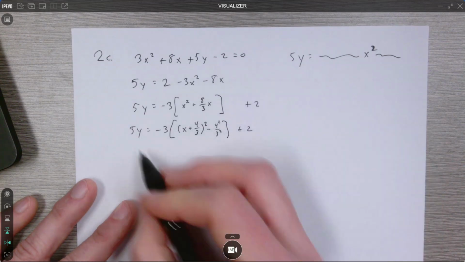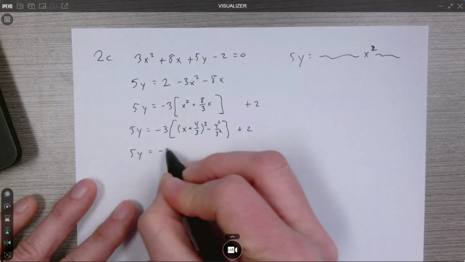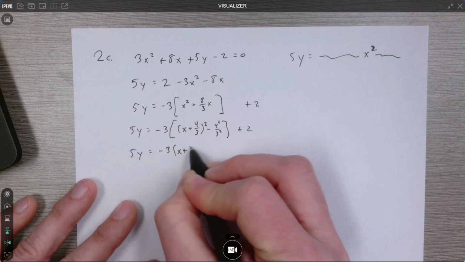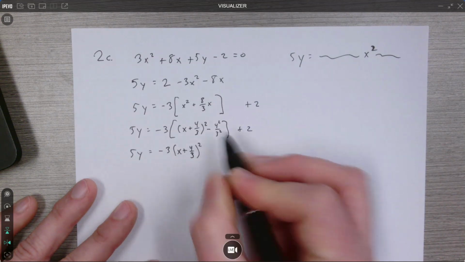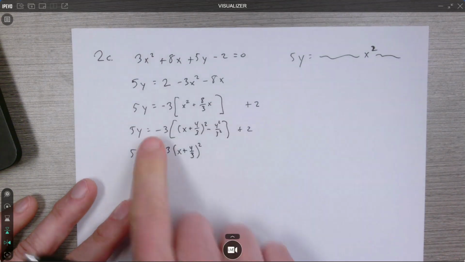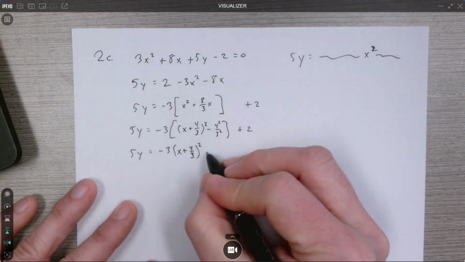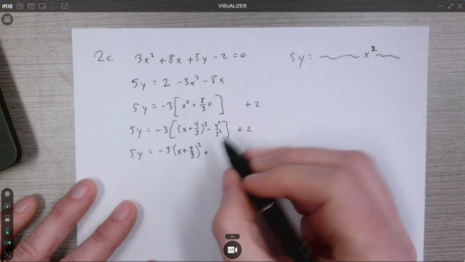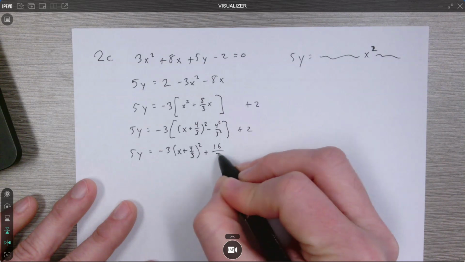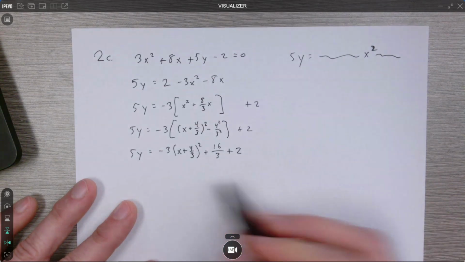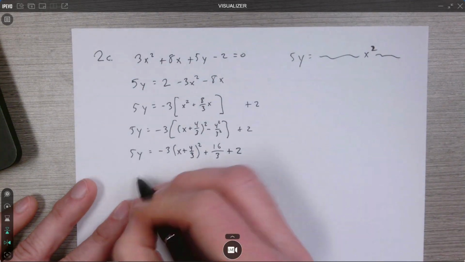And now we'll multiply it back in. So -3 times x plus 4/3 squared. Multiply the -3 back in, so negative and negative becomes positive. 3 and 3 divide, so that gives me 16/3 plus 2. And now I can divide everything by 5.